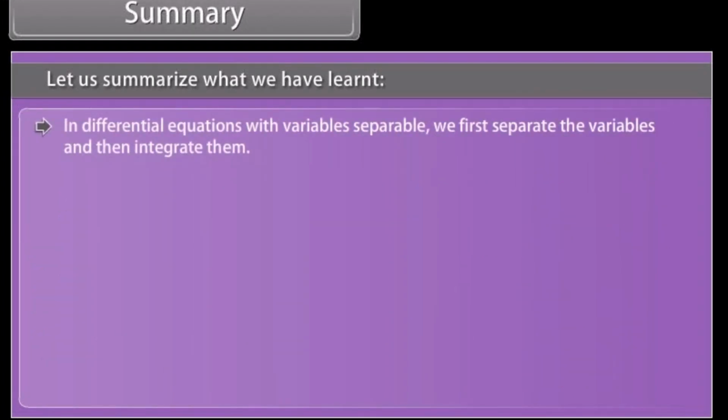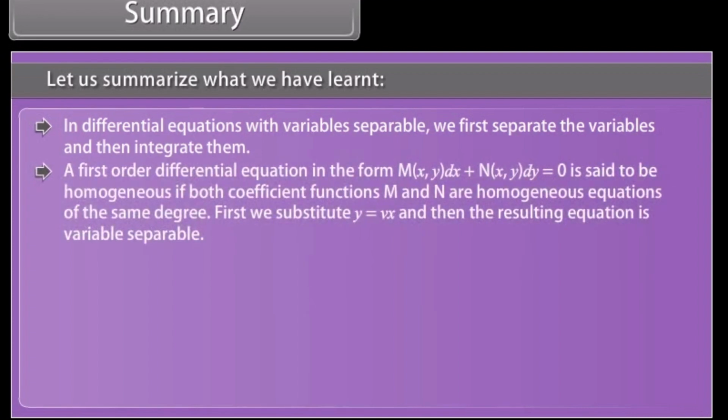In differential equations with variable separable, we first separate the variables and then integrate them. A first-order differential equation in the form M(x, y) dx + N(x, y) dy = 0 is said to be homogeneous if both coefficient functions M and N are homogeneous equations of the same degree. First, we substitute y = vx, and then the resulting equation is variable separable.